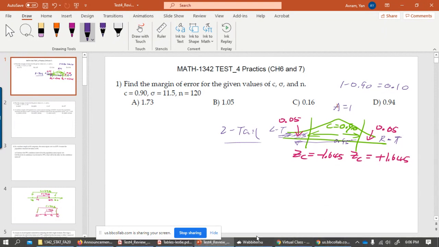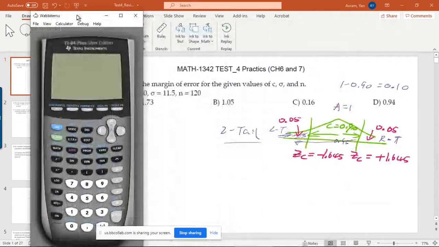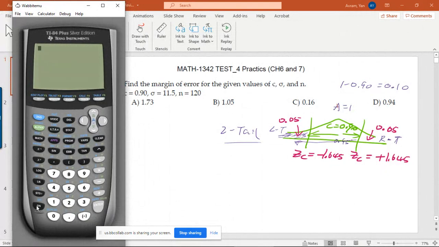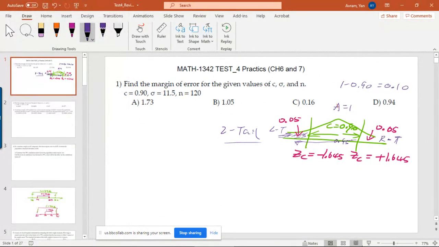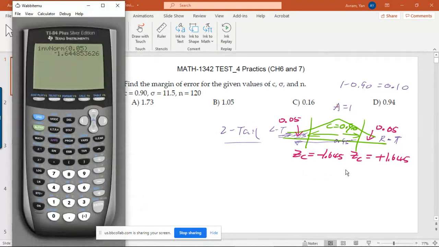I also show you we can use the calculator to read the table backward, which makes it much easier. All right, so let me show you one more time. Go to second vars, which is the distribution. Go to number 3, inverse norm. When I hit inverse norm, I type the 0.05 in, and we'll get a z-score in here. If you round to 3 decimal points, that is negative 1.645. So that is the z-score in here. If I read the other side, positive.